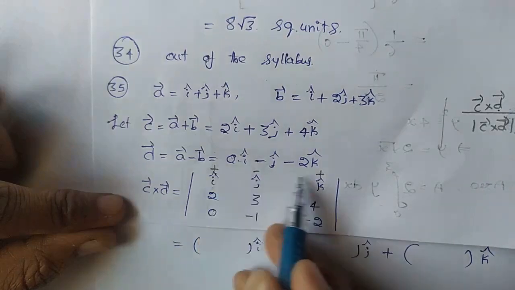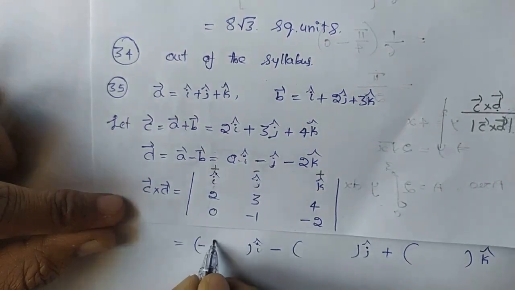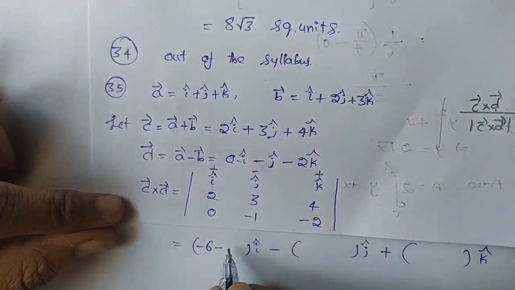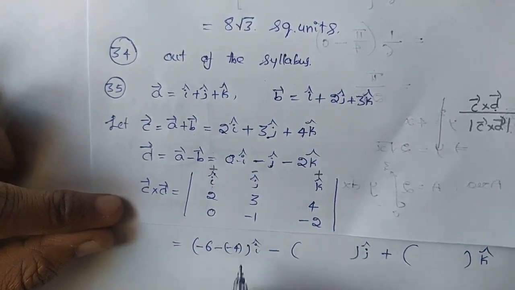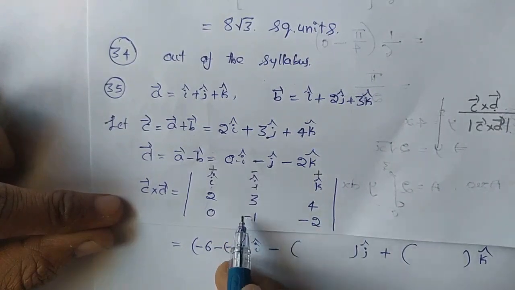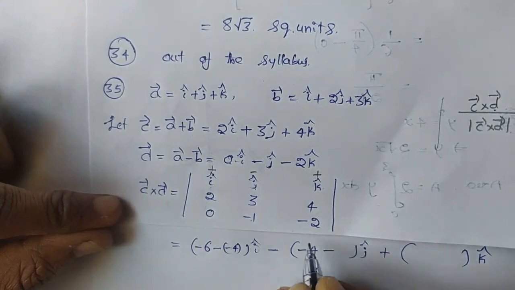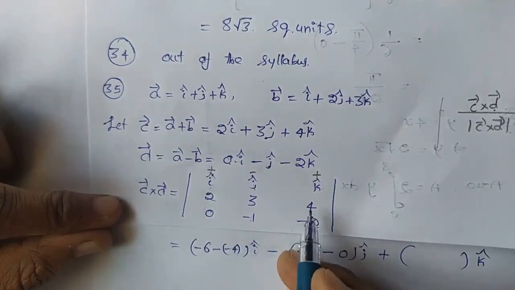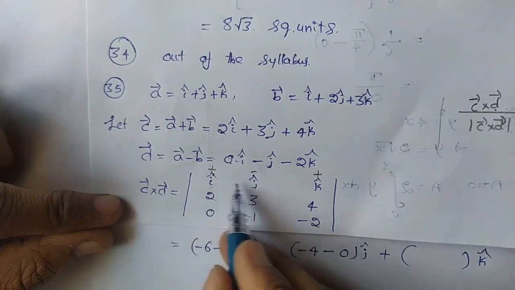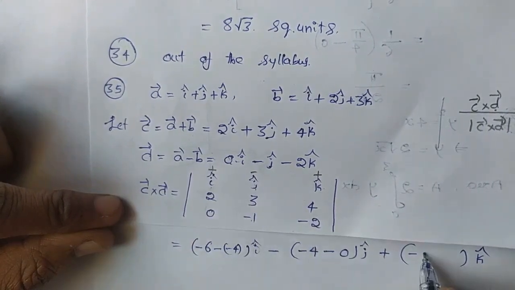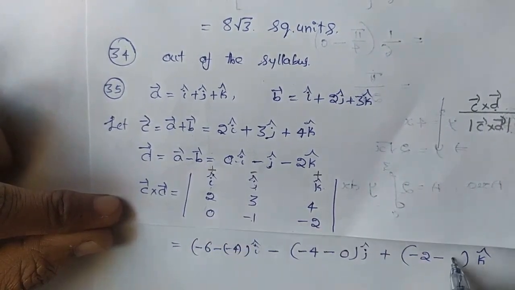Delete that corresponding row and column. 3 into minus 2 is minus 6, minus of 4 into minus 1 is minus 4. Next, minus j into, delete that corresponding row and corresponding column. 2 into minus 2 is minus 4, minus 4 into 0 is 0. K, delete that corresponding row and column. 2 into minus 1 is minus 2, minus 3 into 0 is 0.